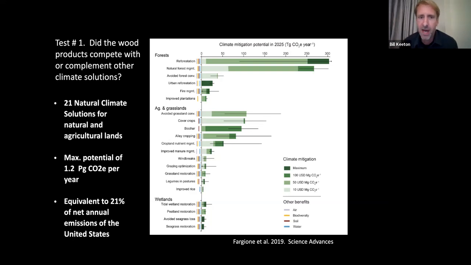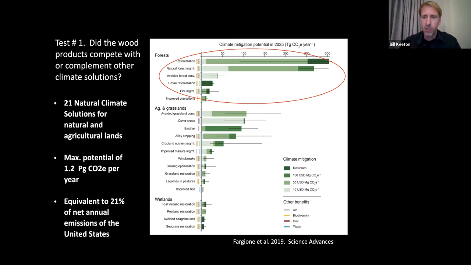Okay, so the first test: does the production of wood products, particularly durable wood products and mass timber, compete with or complement other climate solutions? I'm sure many of you have seen some of these really cool natural climate solution assessments led by the Nature Conservancy with others for the United States. I was part of the team that did this for Canada.